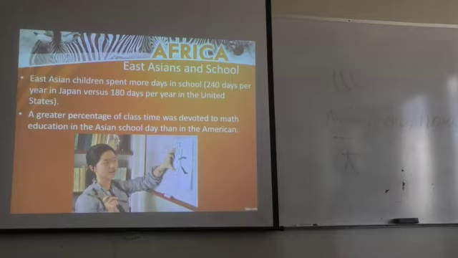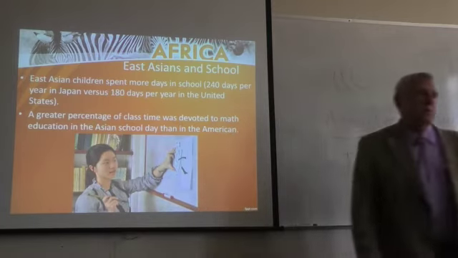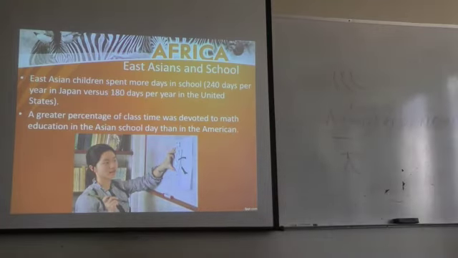East Asian children spent more days in school, 240 days per year in Japan versus 180 days per year in the United States. So they spend 60 more days a year in school. They also go to school half a day on Saturday. Whereas we don't do that. They do that all over Asia. When I was in Korea, they would go to school for half a day on Saturday.